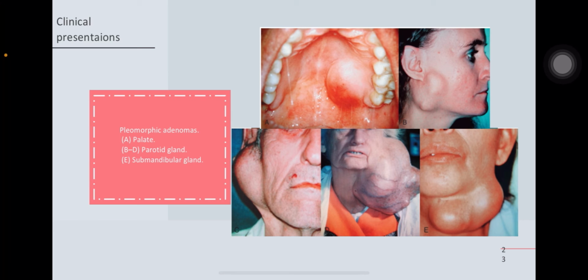The principal treatment is complete surgical excision with clear margins. The parotid lesion is treated with removal of the involved lobe, which is either the superficial or the deep lobe, or maybe both of them. Recurrence is possible but rare, and there is a small risk of malignant transformation.